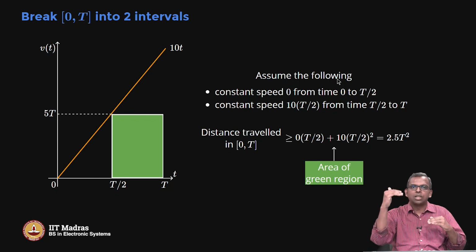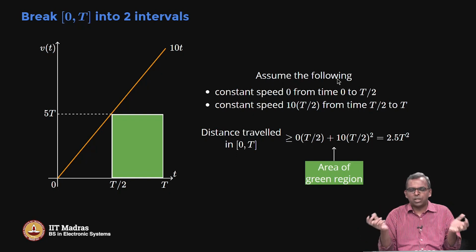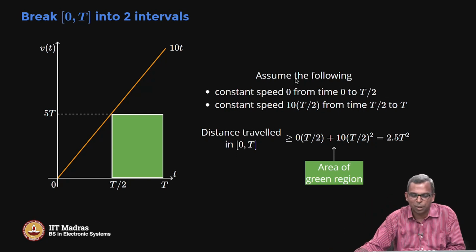Now, the speed is not constant. I am going to now break the interval into smaller and smaller pieces and use the constant speed assumption as much as possible to find the distance travelled. So, that is the idea. You solve one problem, try and use it in a more complicated problem. So, here is what I am doing here.